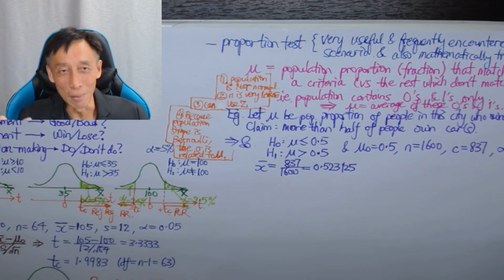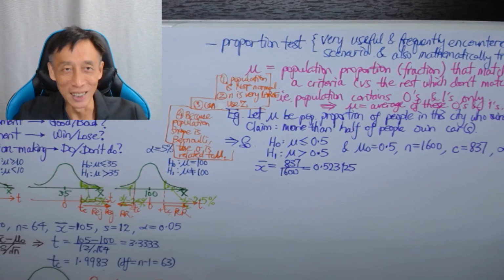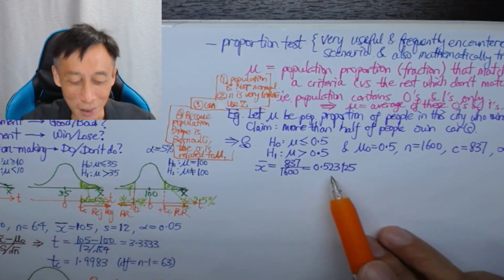So that's the peculiarity of that. Now, for the population means test, here's where the circular logic comes in. We don't know the sigma, but we need to know the sigma to calculate the z. How do we go about it? What's the value of sigma?